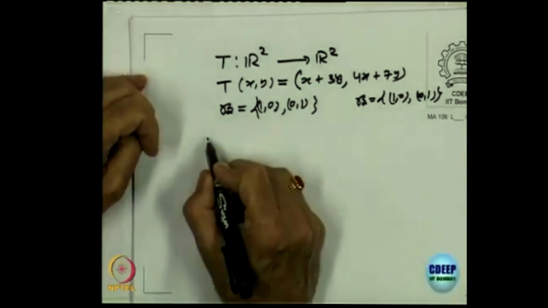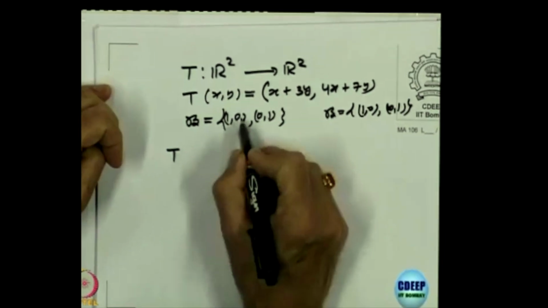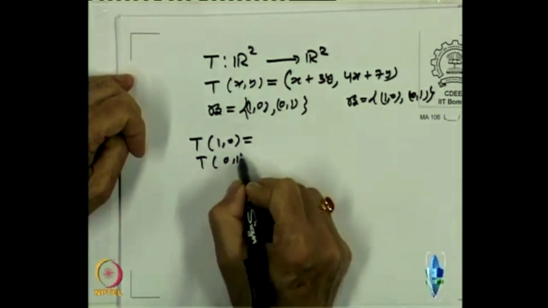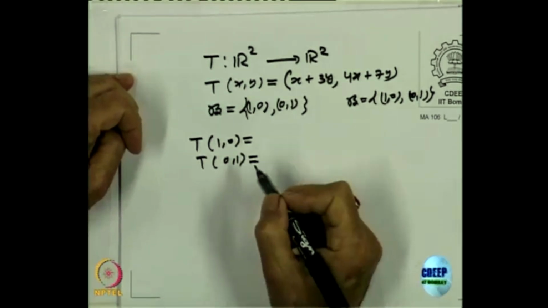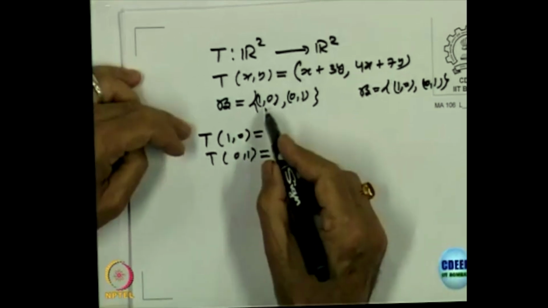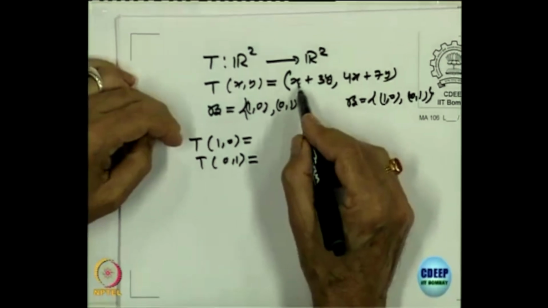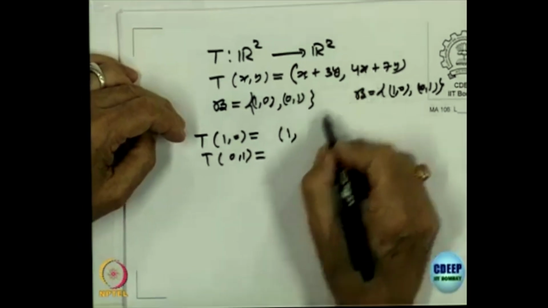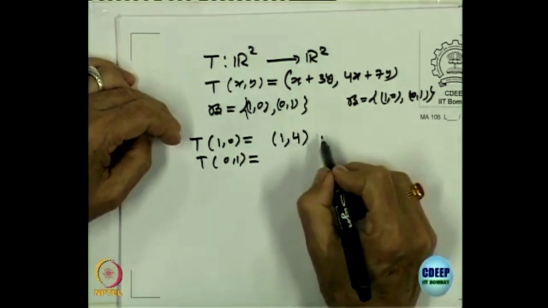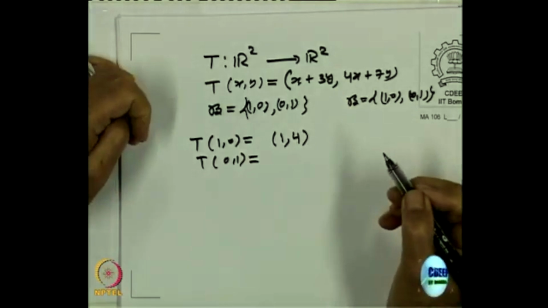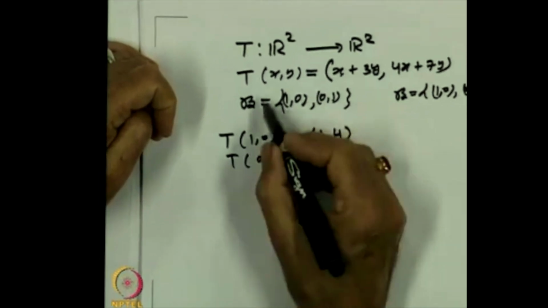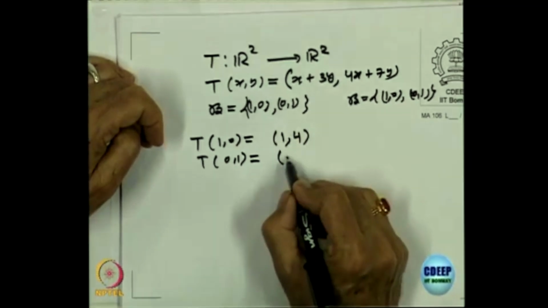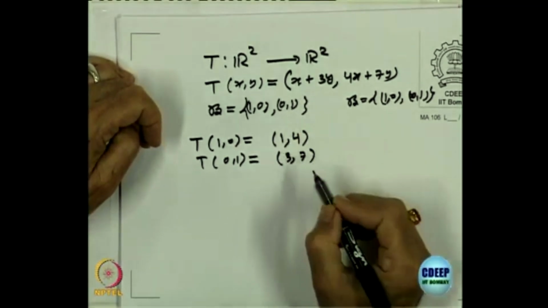Okay. So what is T of (1, 0) and what is T of (0, 1)? I have to find the matrix of T. So what is T of (1, 0)? So first element is 1 and second element is 4. Is that okay? What is T of (0, 1)? X is 0, y is 1, so this is 3 and 7.